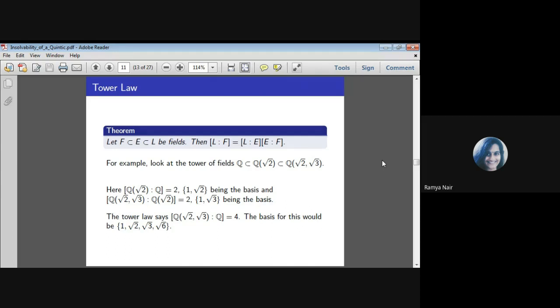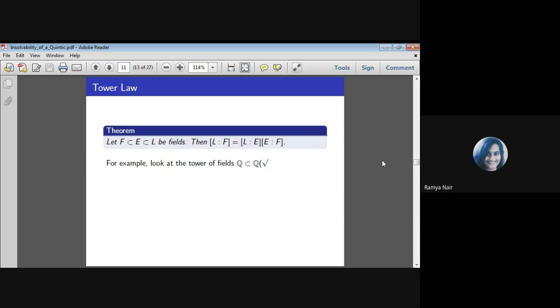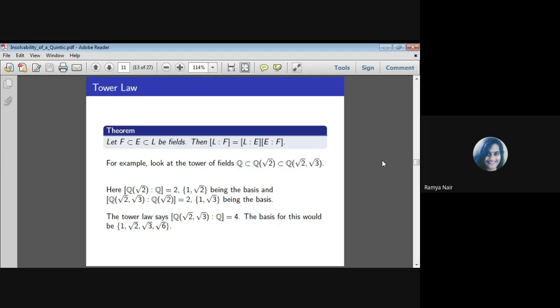So what does the tower law say? The tower law says that the dimension of L over F is equal to the product of the dimensions of L over E and E over F. So the basis for the bigger field, if we compute it without using the tower law, will have to be 1, square root of 2, square root of 3, and square root of 6. If anyone is not following what is happening, please stop and ask me.